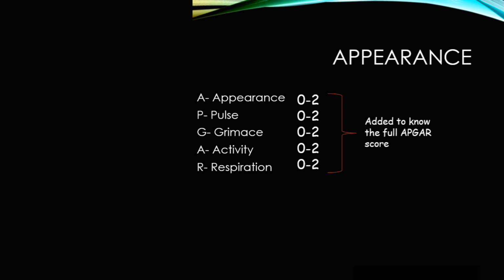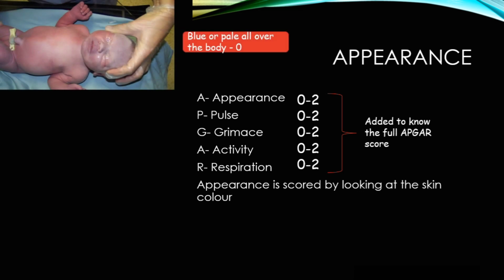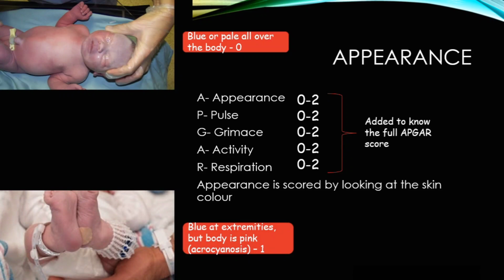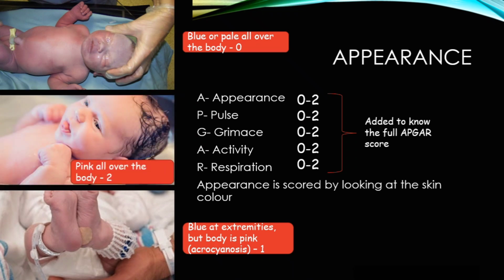First of all, appearance. Appearance means how the baby looks to us. We generally assess that by looking at the skin color. If it's blue or pale all over the body, we will give a score of 0. If it's blue only at extremities but the body is pink, which is called cyanosis, then a score of 1 will be given, and if it's pink all over the body including the extremities, then a score of 2 will be given. That means the baby is healthy, no cyanosis is present.